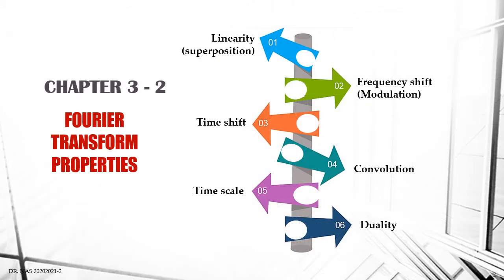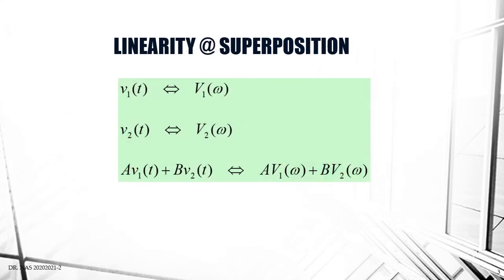Okay, these are the Fourier transform properties that we are going to discuss in this chapter. So you need to have your Fourier transform table or Fourier transform pairs in hand. The first property that we are going to focus on is linearity and superposition.